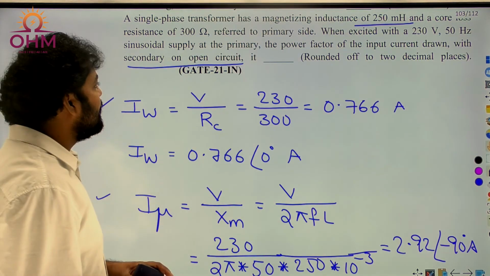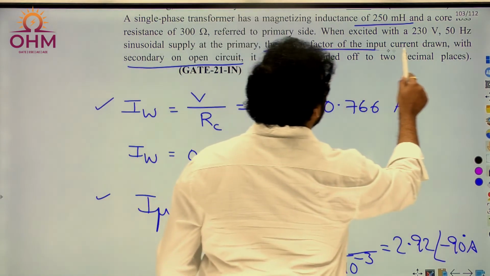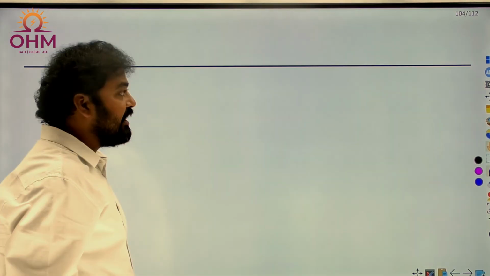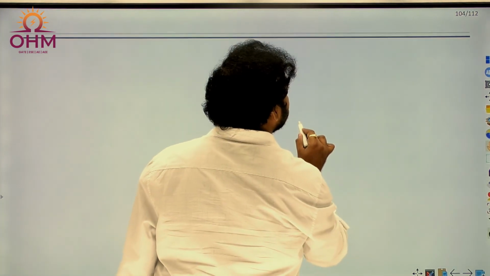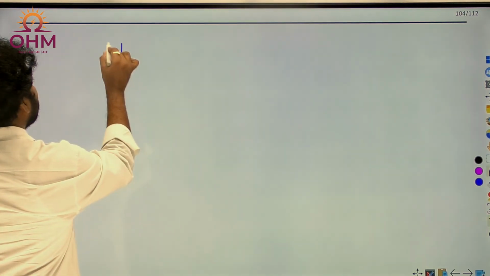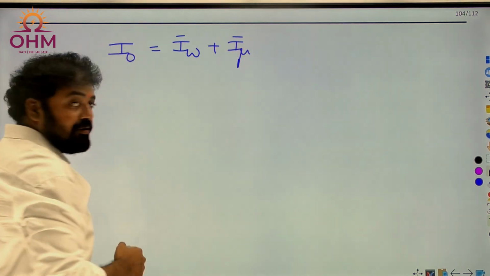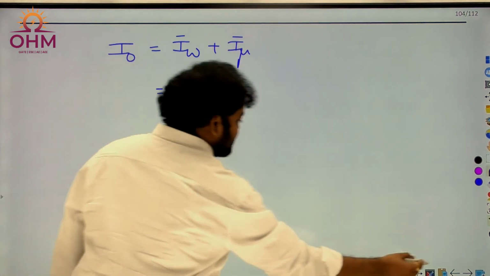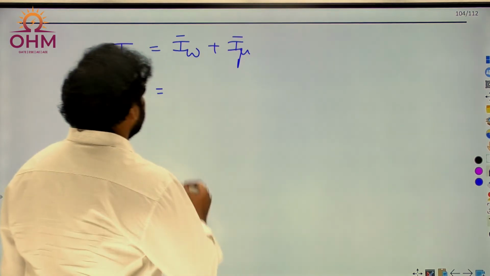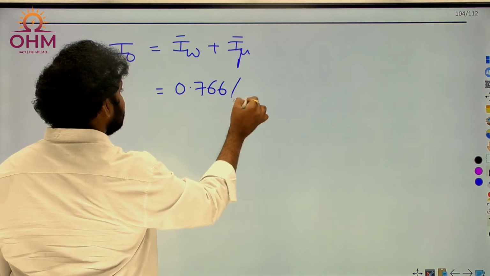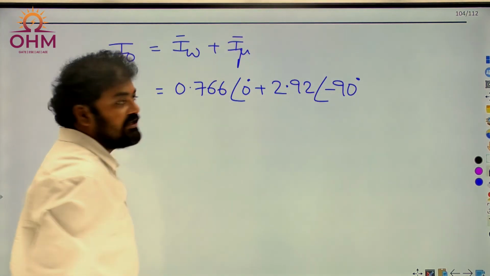Therefore, what will be the total no load current? The answer that we need is the power factor of the input current drawn, but for that purpose I need to calculate the total no load current. So total no load current I naught is equal to IW plus I mu. You have to add both of them vectorially. IW is 0.766 at an angle 0, and I mu is 2.92 at an angle minus 90 degrees.